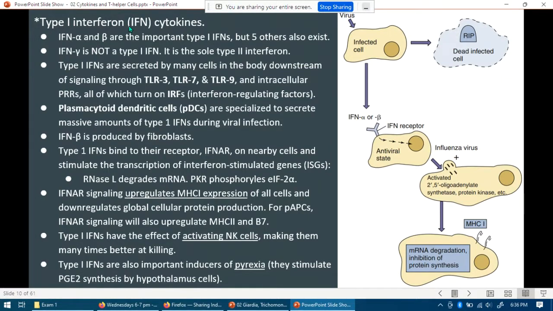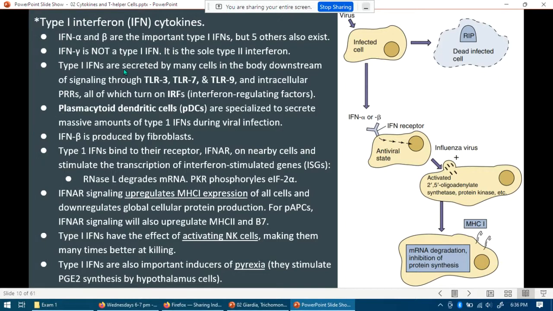Type 1 interferons are made by a lot of different cells during viral infection. Type 1 interferons include 7 proteins. All of them start with interferon. Interferon alpha and interferon beta are the two most important of the type 1 interferons, but we also have 5 others. Now, interferon gamma, you've heard me talk about a lot. It is not one of these. It is not a type 1 interferon. And in fact, it is what we call a type 2 interferon. And that is an important distinction for you to keep straight because it is completely different.